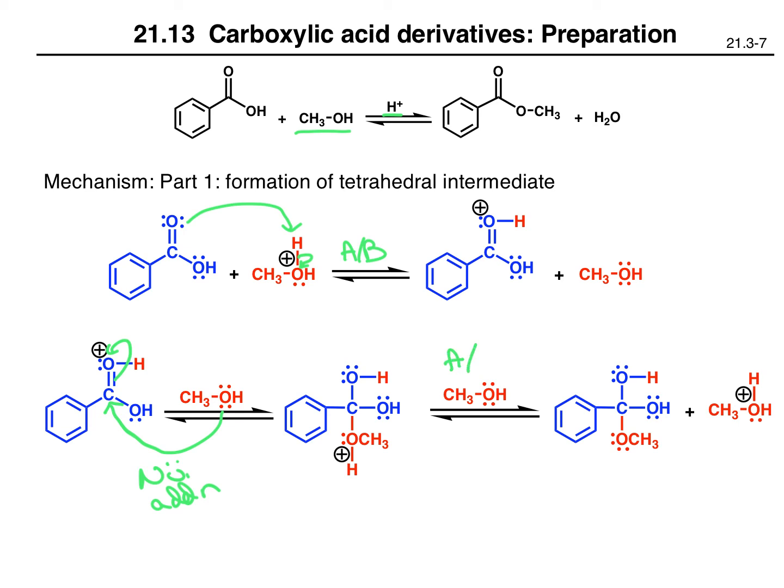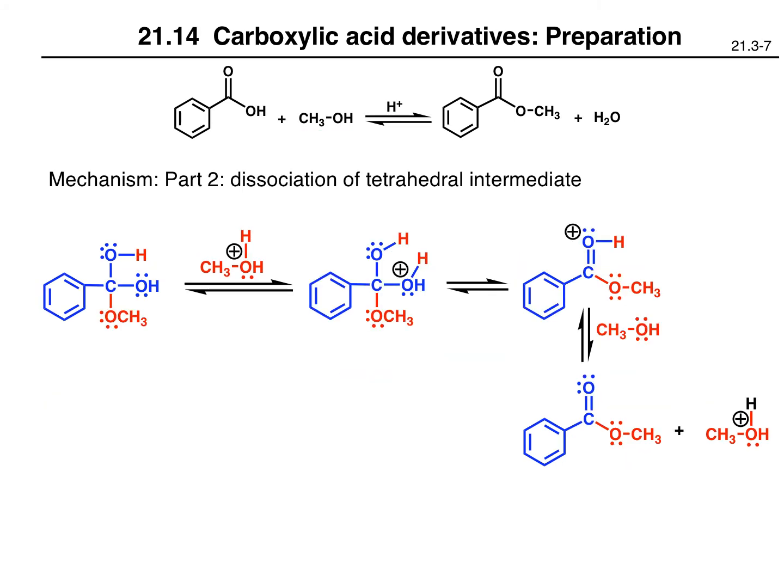Next, we have another acid-base reaction where the alcohol can grab off this proton, putting these electrons onto the oxygen, giving us the tetrahedral intermediate. So the formation of the tetrahedral intermediate is an acid-base reaction, nucleophilic addition, and then another acid-base reaction. That's part 1. Now part 2 is the dissociation of the tetrahedral intermediate. This is the structure from the end of the last slide.